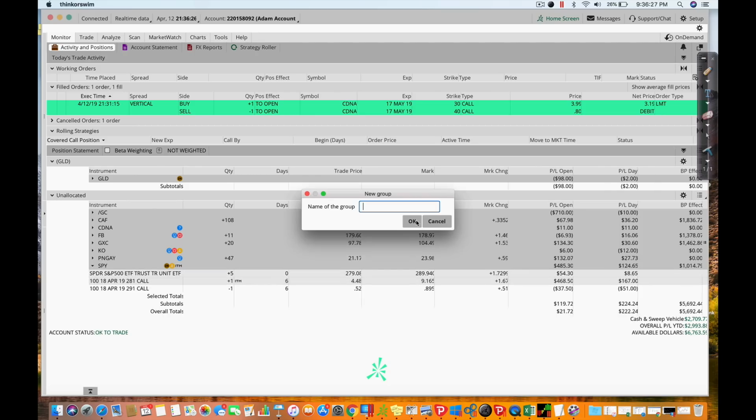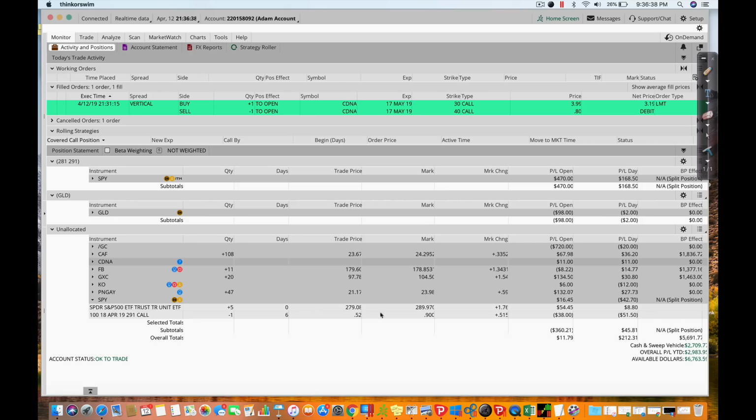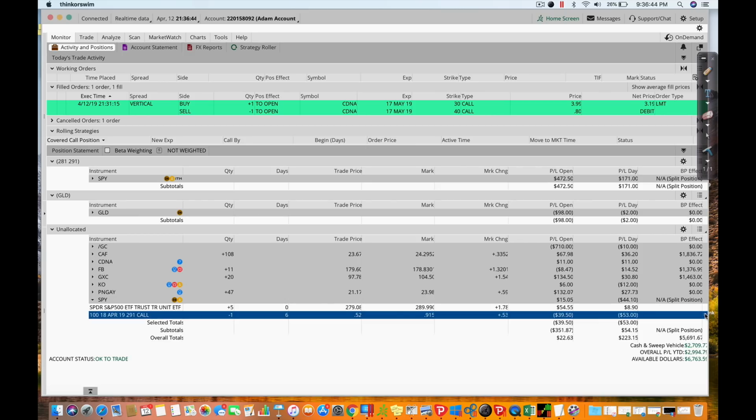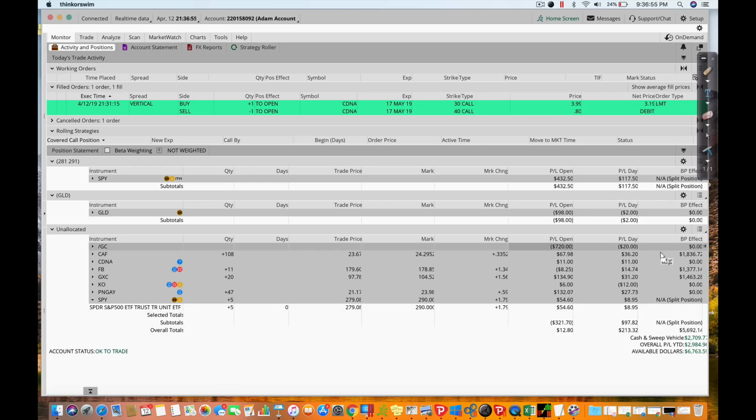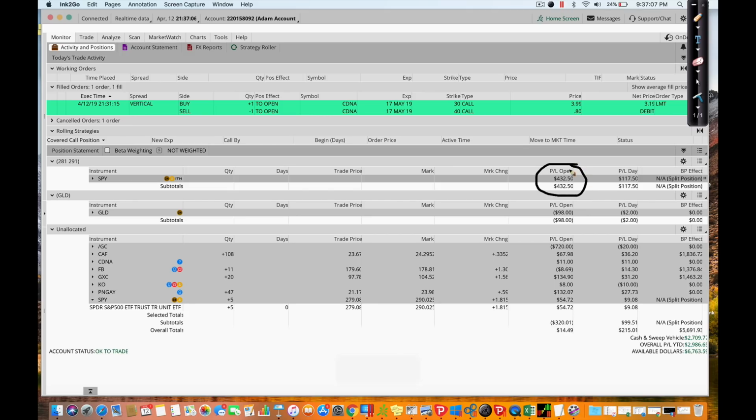I'm going to call it 281291, right? Whatever you want to call it. Okay. So the first call has been moved to the group. Let me move the second call right now to the group. Bit laggy today. Okay, so I've moved it to the group, and this is the group I created, the 281291 group. So you can see my net profit is 432, which is what I mentioned just now.